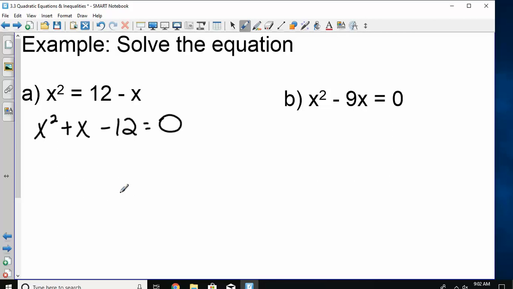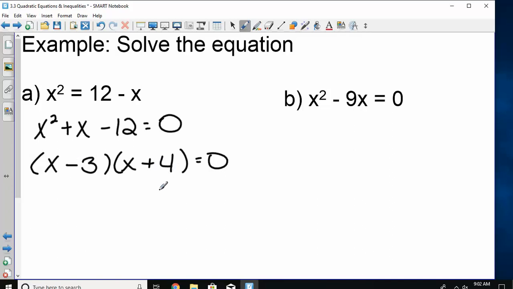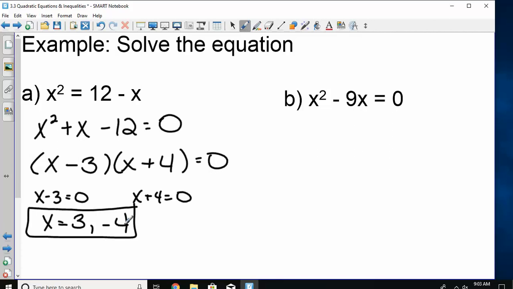So that's the key thing. We have to have that equal to 0 on the other side. Now, we can factor it. If it's a 1x squared, we've talked about we can do the shortcut box method. What multiplies to negative 12 and adds to positive 1? Okay. Set each of those to equal 0. And we get positive 3 and negative 4 for our answers.